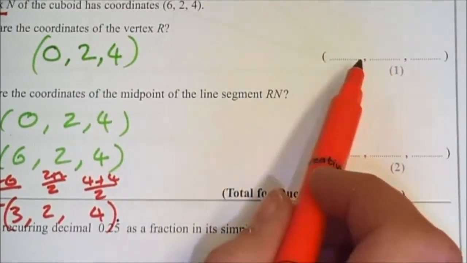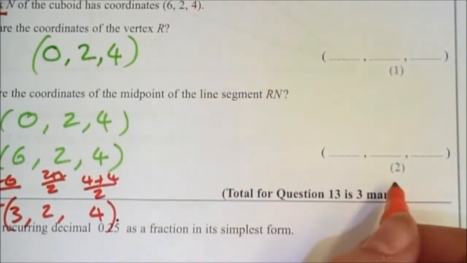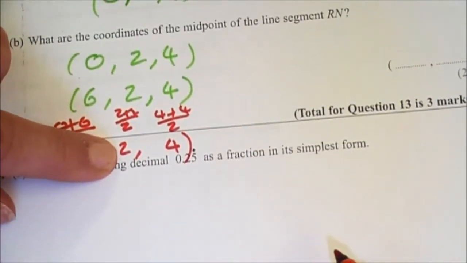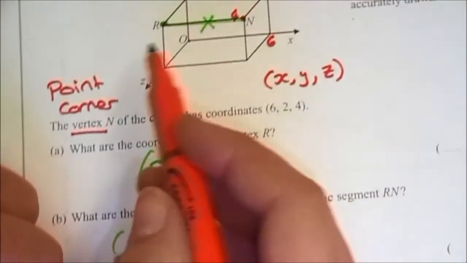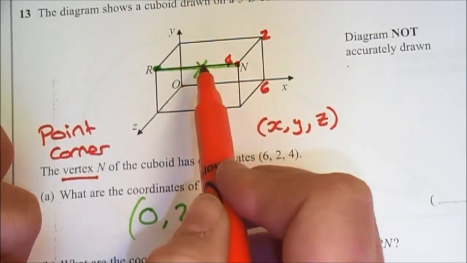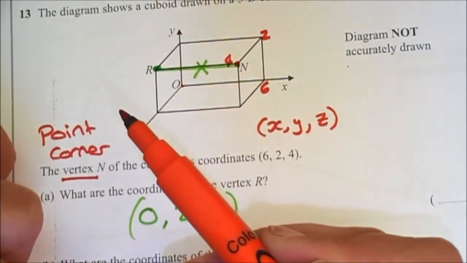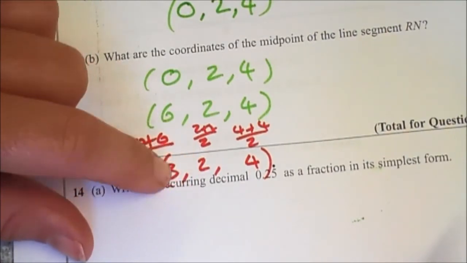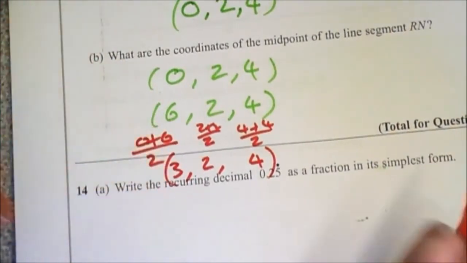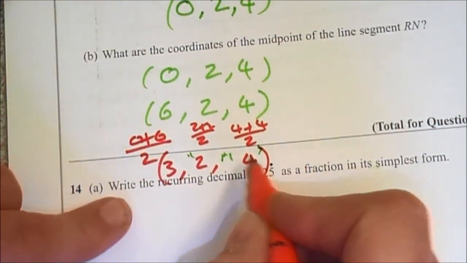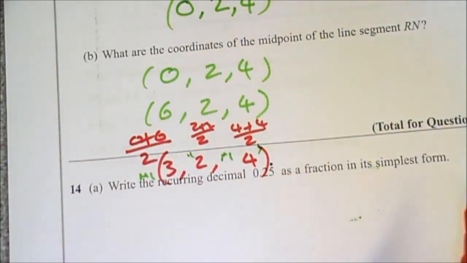Now question 1 was a 1-mark question, so you get a mark for getting it right. Part B was a 2-mark question, and you get 1 mark for getting at least the 2 and the 4 right. So by realising it doesn't matter how far across it is, it's always going to be at the top of the cuboid, which is a y value of 2, and outwards, which is a z value of 4. So you get 1 mark for getting the 2 and the 4 correct, with any number there for x, but you get the second mark for getting the x correct. So that's 1 mark for those two, second mark for getting the 3 right.